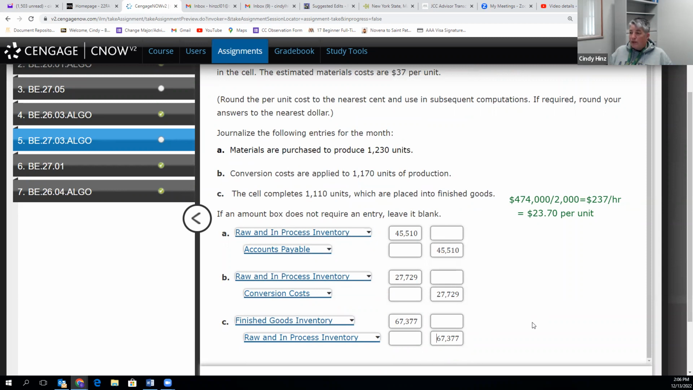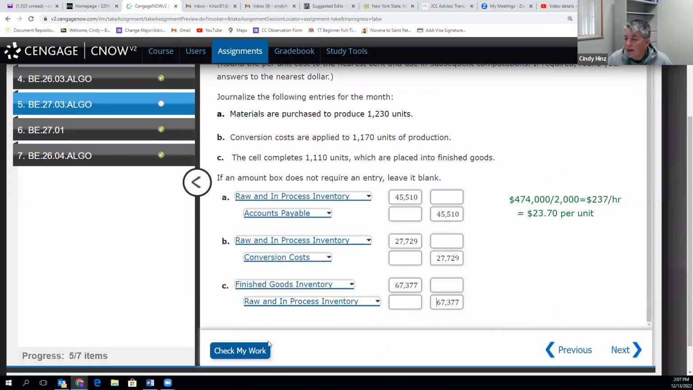But again, I calculated the standard cost per unit, $23.70 for conversion cost plus $37 for materials, total of $60.70 multiplied by the 1,110 units we finished. And we move those costs at standard. We move those costs out of raw and in process into finished goods. Now, at the end of the period, we would need to reconcile these standard costs with our actual costs and identify any variances and account for those.